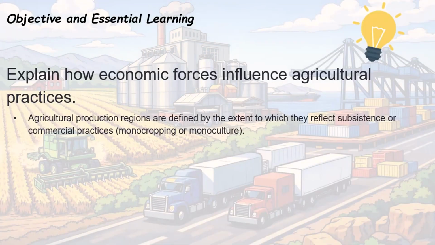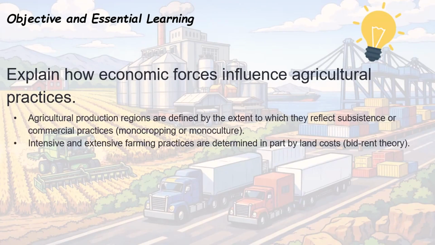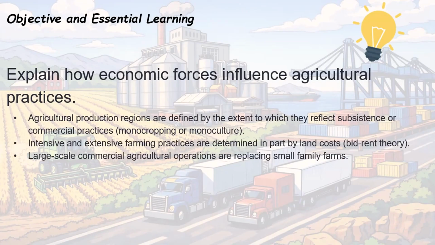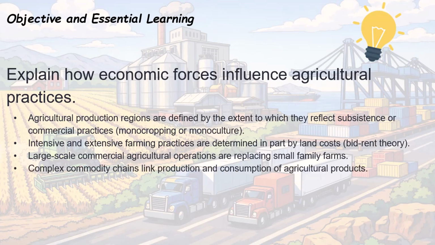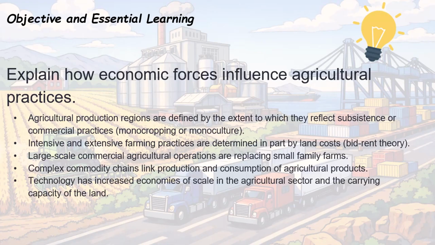All right, besties, this is the Brain Unlock slide. The mission is simple, but not simple. We need to explain how economic forces influence agricultural practices. That means money, markets, land costs, access to credit, infrastructure, who has it, who doesn't, and how all of that changes the way farming looks in different regions.